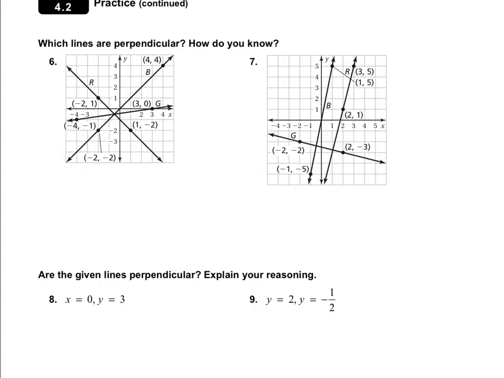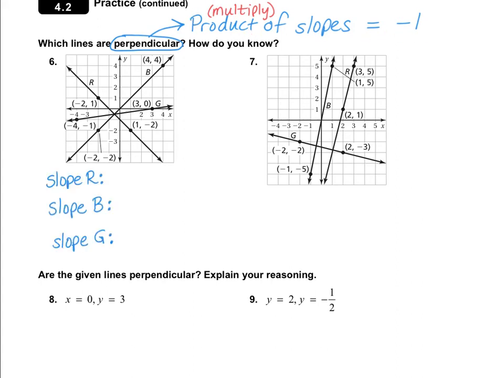On numbers 6 and 7, we need to decide this time if they are perpendicular, and how do you know? Remember, perpendicular lines have slopes that have a product of negative 1. This means if we multiply the two slopes together, we will get negative 1 as an answer. So let's see if we can find the slope of R. We have our 2 points here that we need to make a triangle with. I notice that I'm going up 1, 2, 3 and over 1, 2, 3. It's also heading in the negative direction, so I would write negative 3 over 3, which equals negative 1.